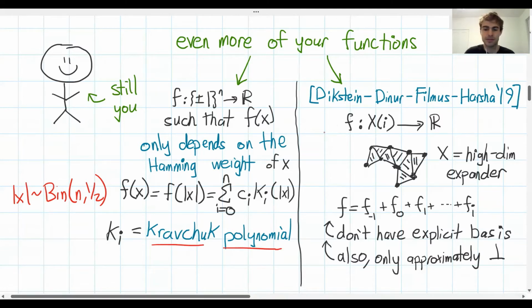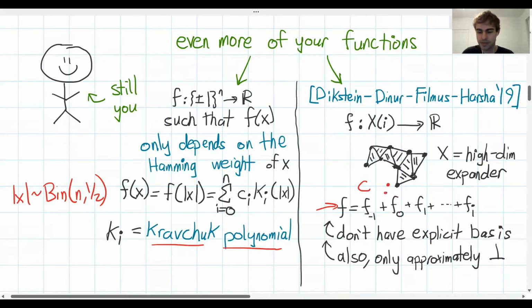The second example is due to Dikstein, Dinur, Filmus, and Harsha. In this setting, f is a function on a high-dimensional expander, X. And specifically, it assigns a real number to each of the i-dimensional faces of the high-dimensional expander. Then you can give a harmonic decomposition of f. So for example, here it is, f_{-1} will be a constant, and the other functions, the higher functions in the decomposition, will have mean 0.